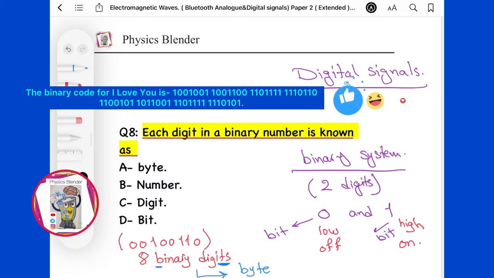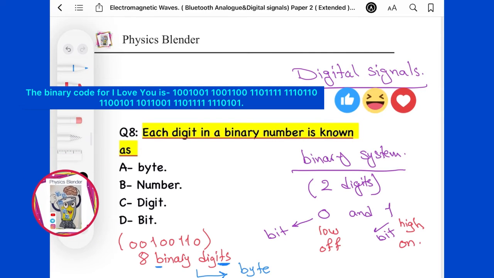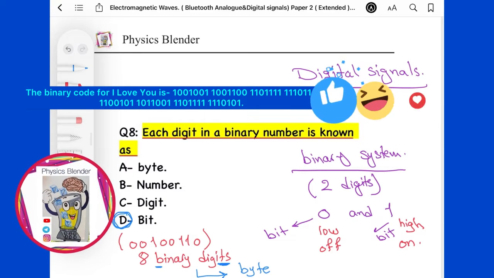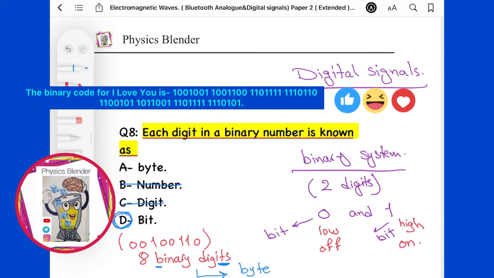So now back to our question. Each digit in a binary number is known as a bit, not a byte. So it's not number, it's not digit. And now you know the difference between bit and byte. Okay, guys?